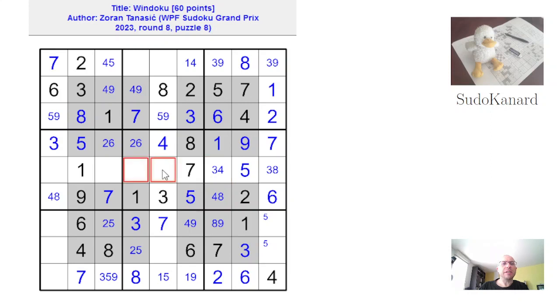2, 6, 9 in here. Eight is not here, so 8 is around here. This is from 2, 4, 6. But there's a 4 in here, so that's not 4. That's a 2, 6 pair. So this is 5. This is 2. This is 6. This is 9. This is 2. This is 6. This is 2.